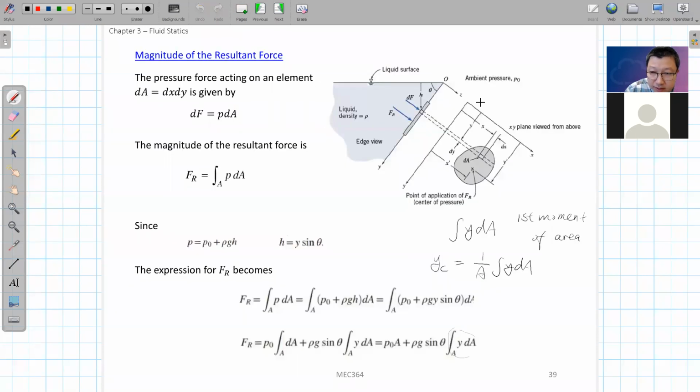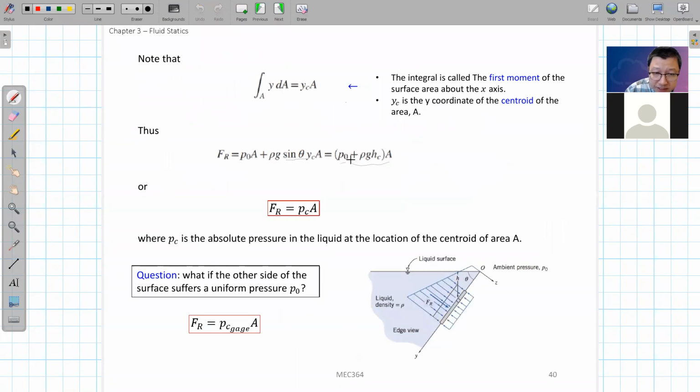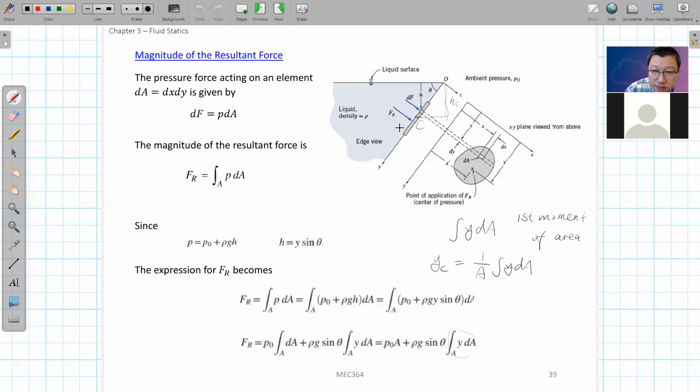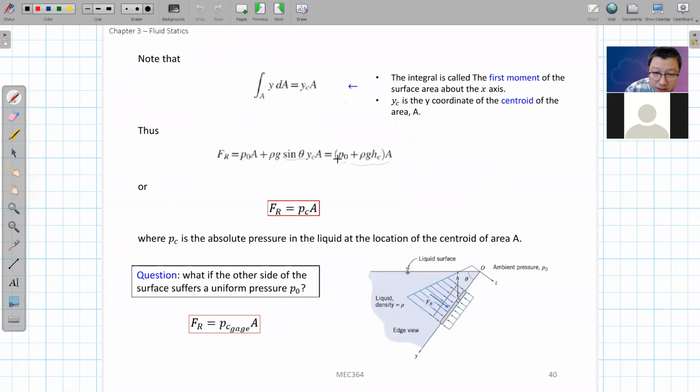So this h_c, assuming this is the centroid, is the depth at the centroid location. Okay, and in this way, you can see that P0 is the atmospheric pressure, and rho g h_c is the gauge pressure at the centroid location C, right? Because it's rho g times this depth. So rho g h_c is the gauge pressure, plus the one atmosphere pressure P0.